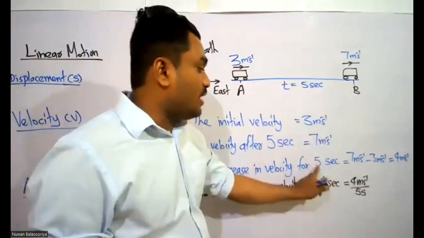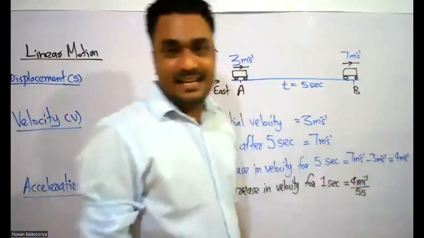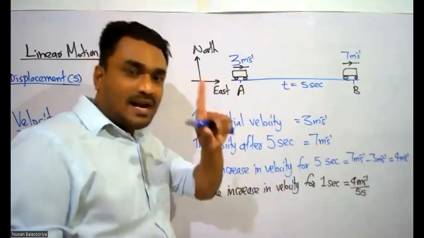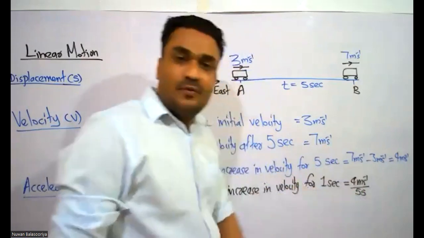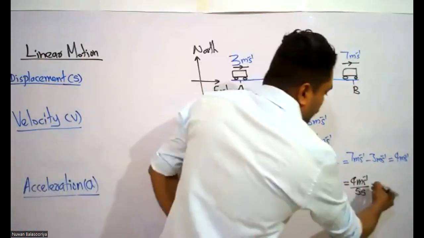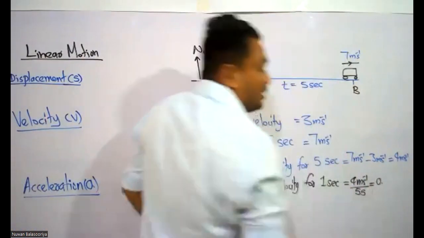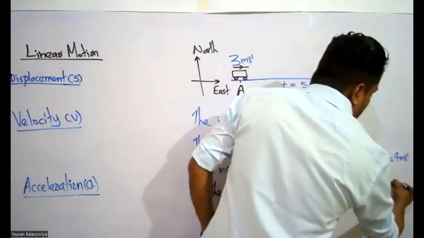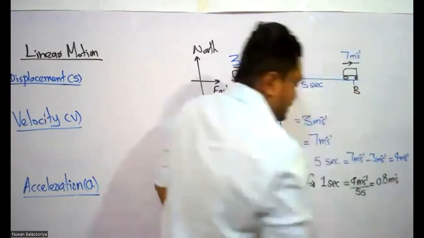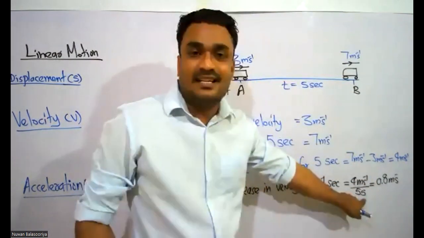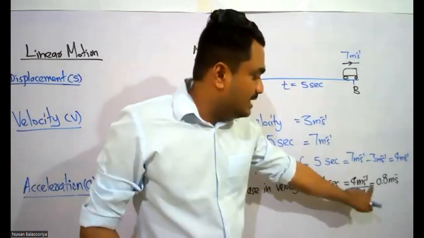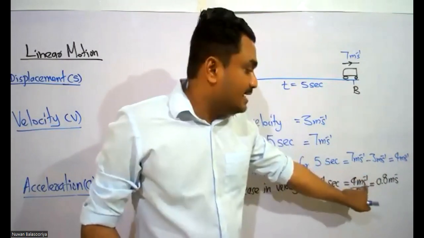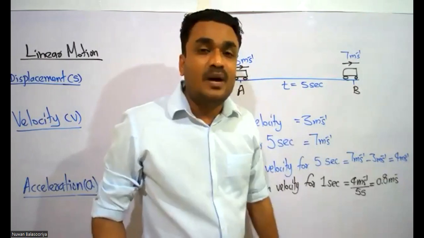Increase in velocity for 5 seconds is 4. Therefore, increase in velocity for 1 second is 4 over 5. 4 divided by 5 is 0, put a point, 40 divided by 5 is 8. 0.8 meter per second divided by another second. Then what's the unit here? S minus 1. This S also goes up with the minus sign.